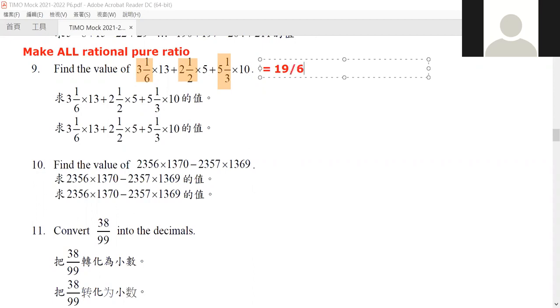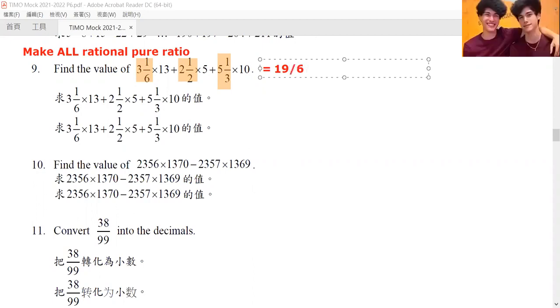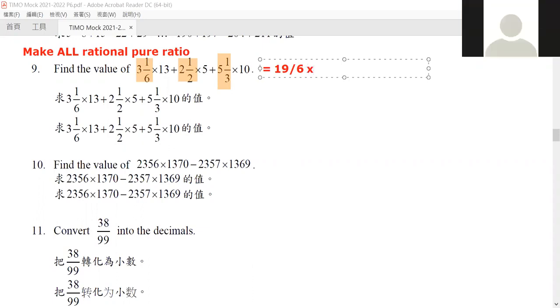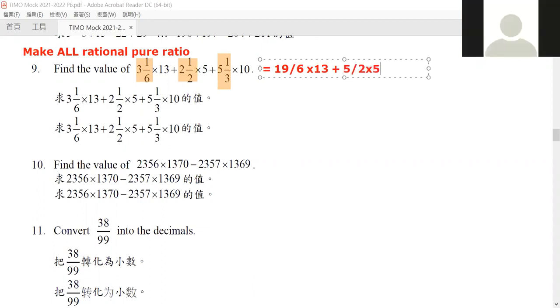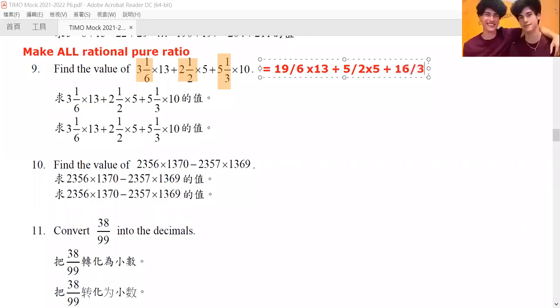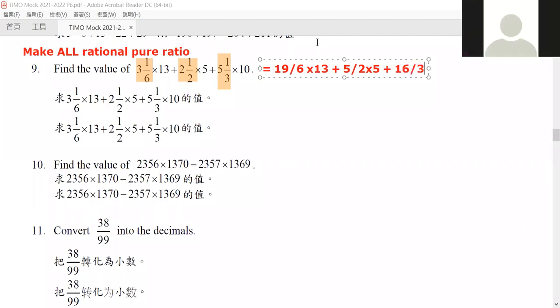So it will be 19/6 times 13. The second term, plus 2 and a half, is 5/2 times 5. And finally, the final term will be 16/3 times 10. And if you would like to answer any more of this question, you may want to answer it in the chat room.